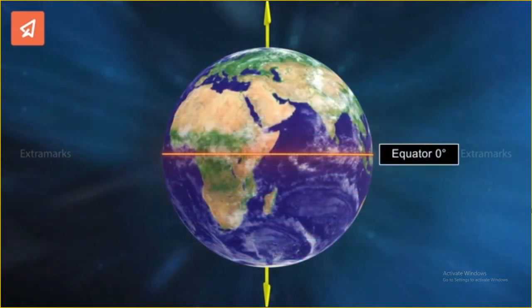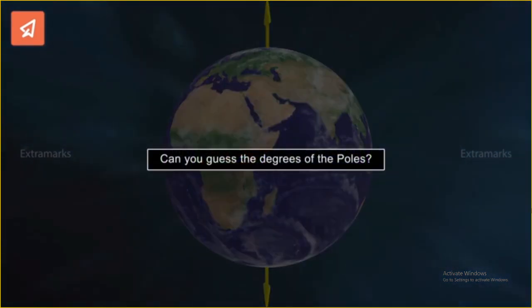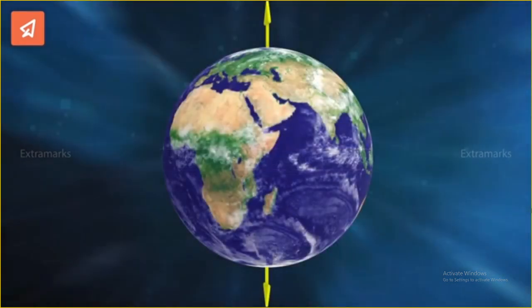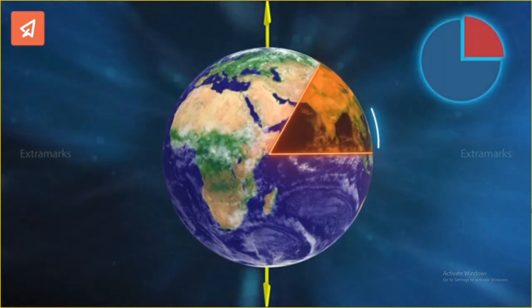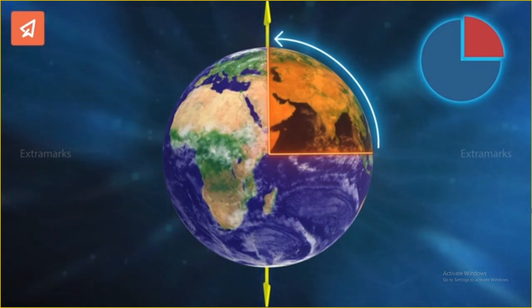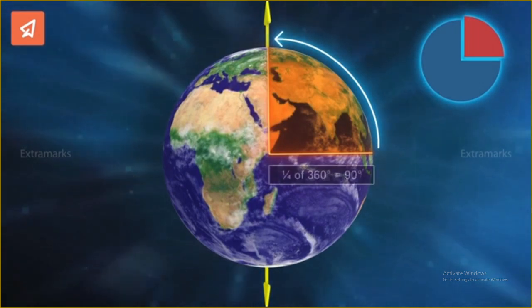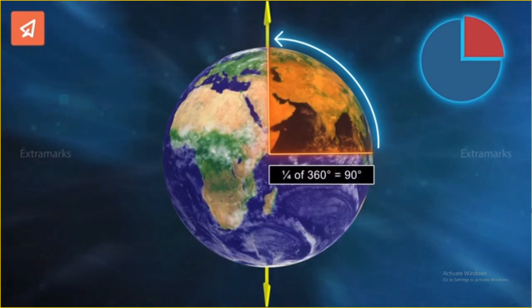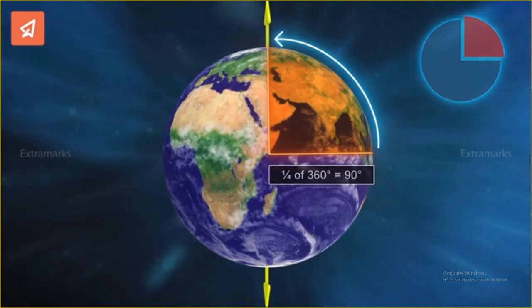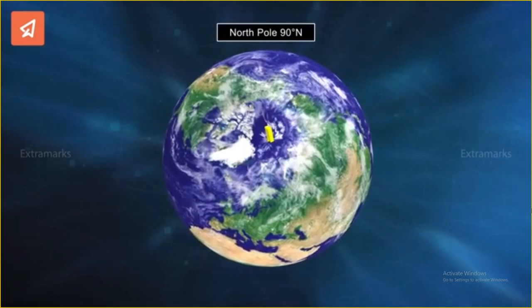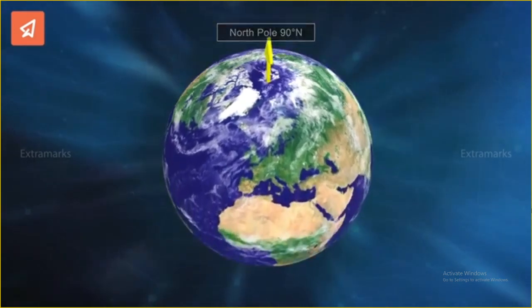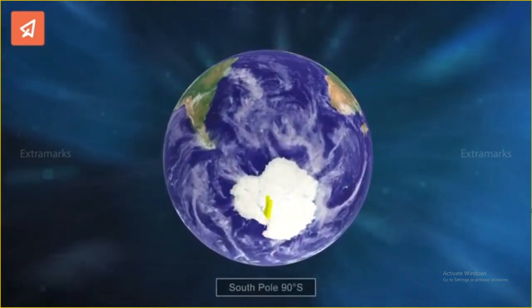The equator is numbered as the 0 degrees latitude. Can you guess the degrees of the poles? Because the distance between the equator and either pole is 1/4 of a circle around the planet, it will be 1/4 of 360 degrees or 90 degrees. Thus, the North Pole is located at 90 degrees north latitude, while the South Pole is located at 90 degrees south latitude.